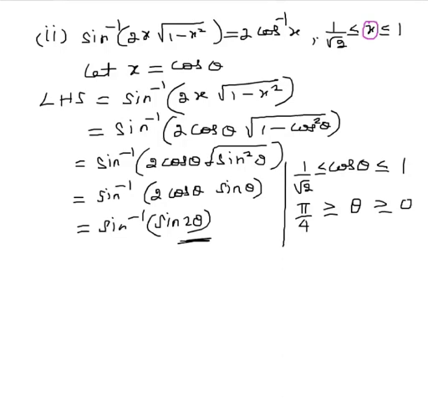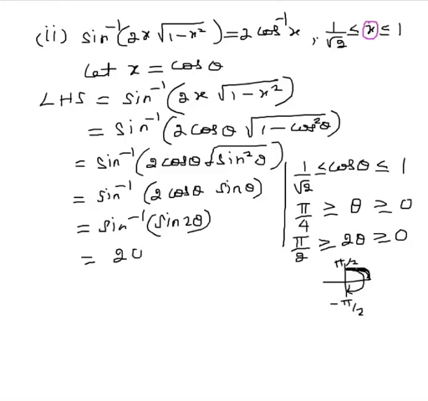But we have to check for 2 theta. So let us multiply throughout by 2. Pi by 4 into 2 is pi by 2. And this is 2 theta greater than or equal to 0. 0 to pi by 2. Yeah, 0 to pi by 2 is the first quadrant. Principal value branch for sine inverse is minus pi by 2 to plus pi by 2. But 0 to pi by 2 is a subset of this principal value branch. So we can cancel sine inverse and sine as 2 theta lies in the principal value branch.